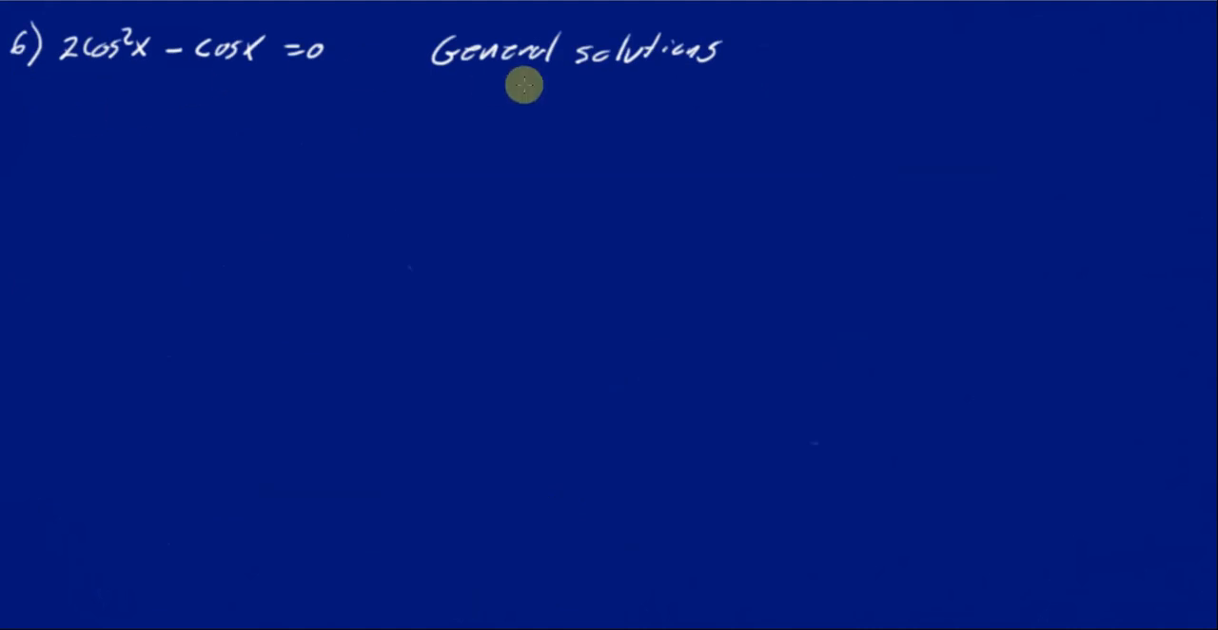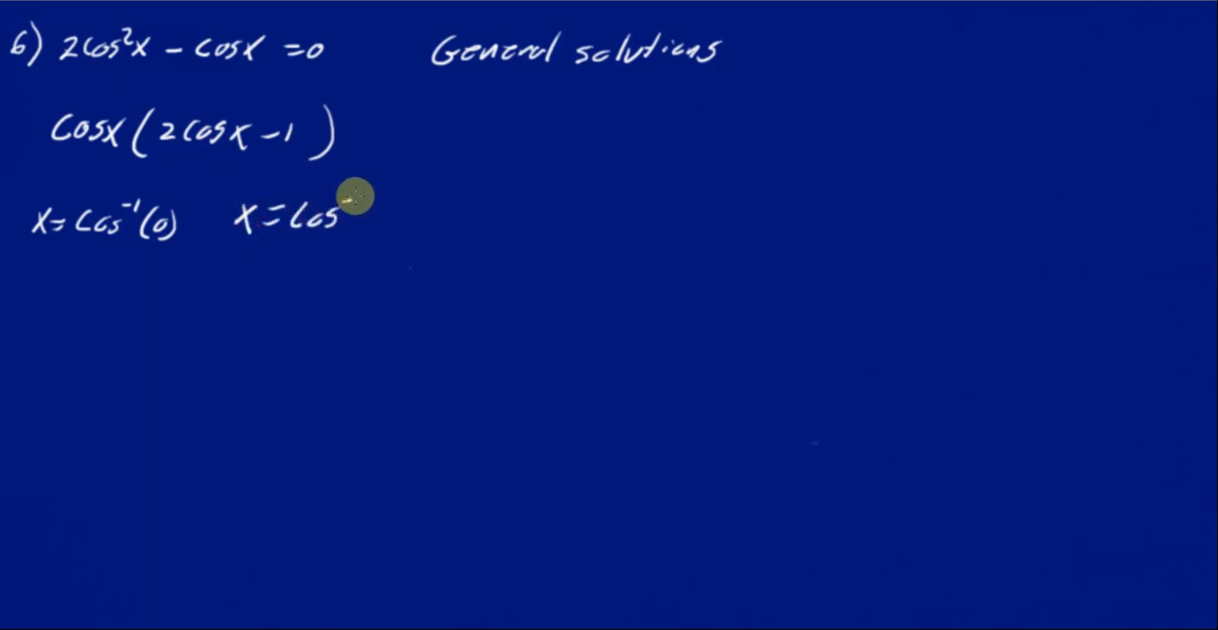Okay, number 6, we're going to be solving for the most general solutions possible, and I'm going to factor out a cosine of x here, giving me 2 cosine x minus 1. Cosine x equals 0, so x is equal to the inverse cosine of 0. Skipping some steps there. This is going to give me 2 cosine x minus 1 equals 0, or cosine x equals 1/2, positive 1/2. So x is equal to the inverse cosine of positive 1/2.